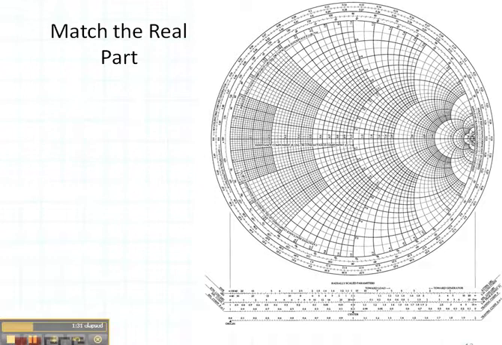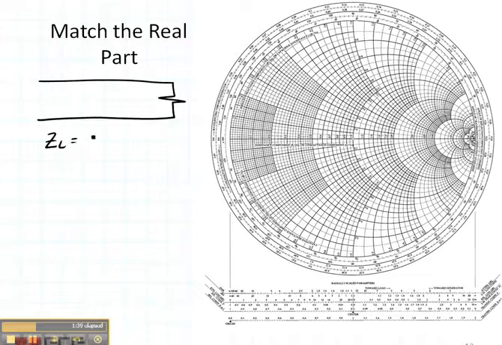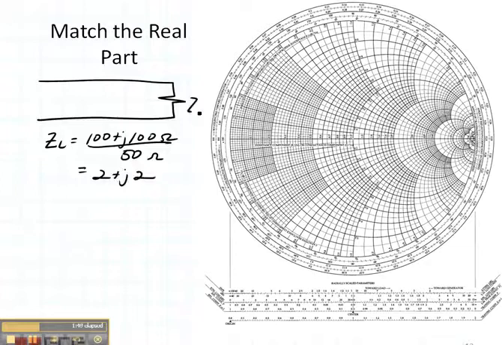So here again are the steps. Here's my load, ZL. And let's say that ZL is 100 plus j100 ohms on a 50 ohm transmission line. So I'm going to plot 2 plus j2. Here is the real part of 2. Here's the imaginary part of 2. There's my Z load.